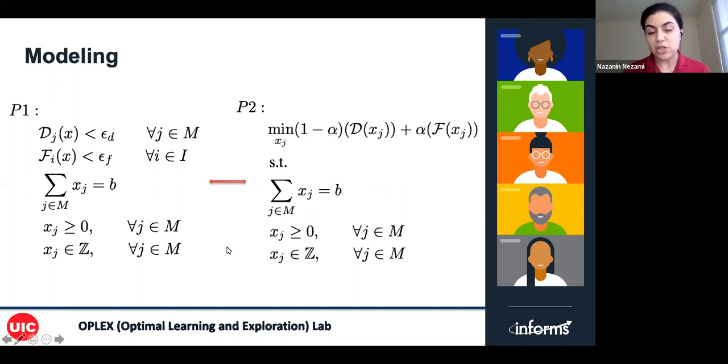So in our implementation, we actually relaxed P2 and solve it as an LP relaxation, and then we call that P3.